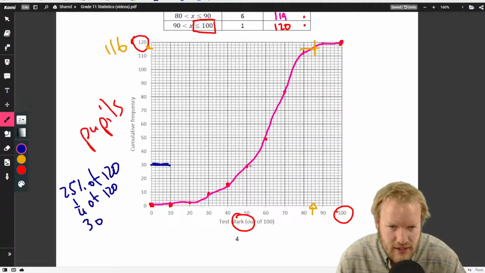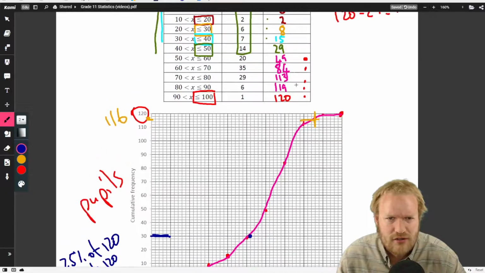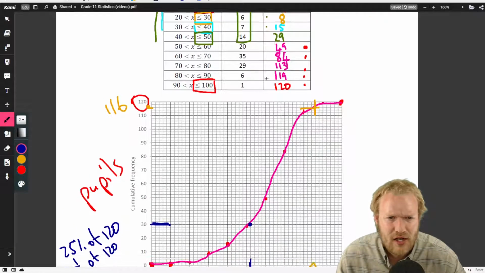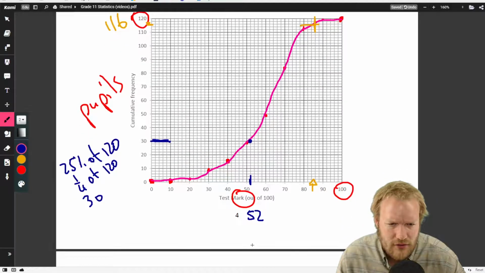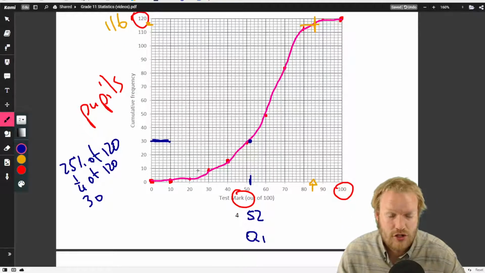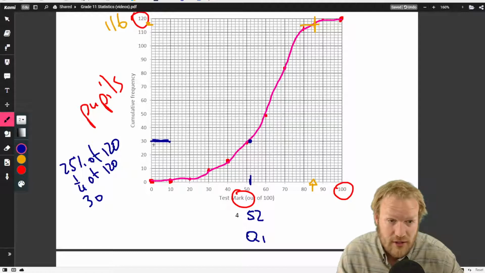So if we look across here, we can find Q1. So if we look across there, it gets us to just about there. So if we look down, I reckon that's sitting about here at 52. Does it match our data? Yeah, it does. So 52. That's Q1. Quarter of the way into our data. 30 pupils in, we're at 52.